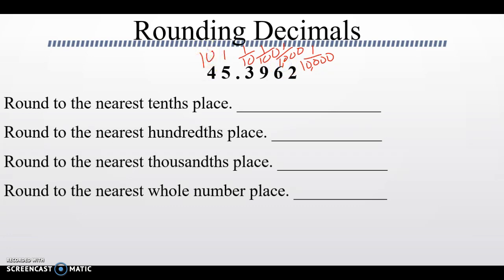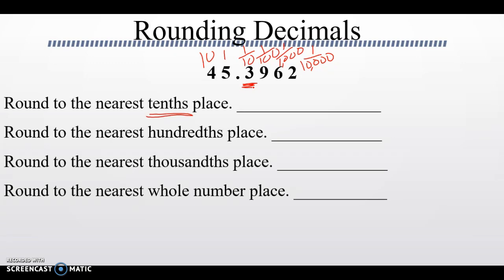Okay, so number 1, round to the nearest tenths place. Step 1 said locate your target. Whatever place the problem tells you to round to, find that digit in that place. So I'm going to underline my 3 because that is the tenths place. Step 2 says look at the digit behind your target. So I'm looking at the 9.